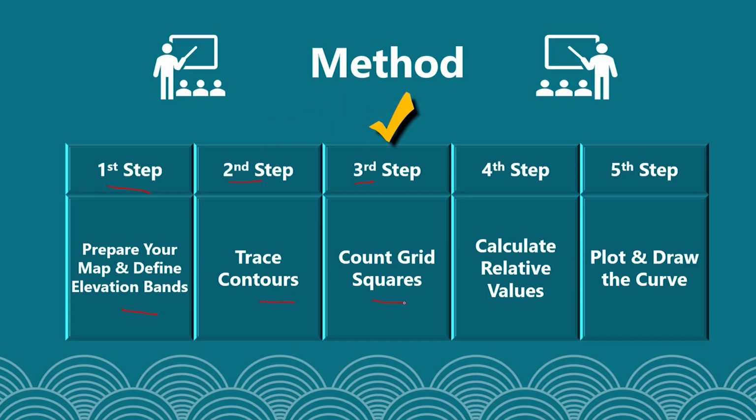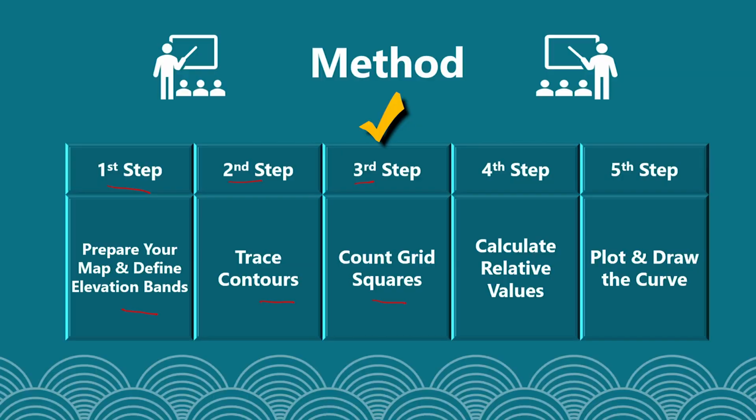In the third step, we will be counting the grids to calculate the area. And in the fourth step, we will calculate the relative values as well as the areas. Now, in the last step, we will finish by plotting the graph.